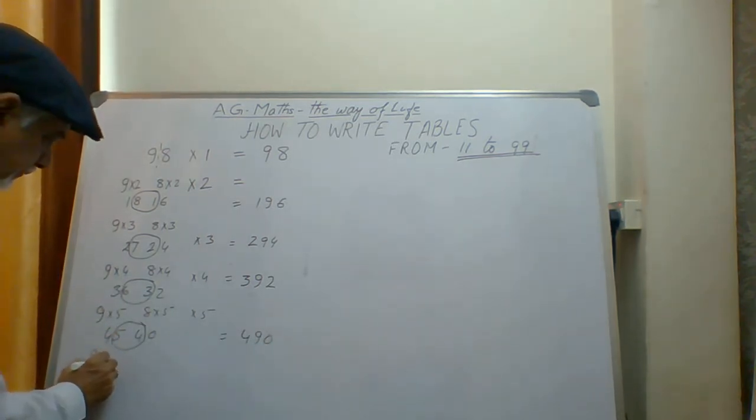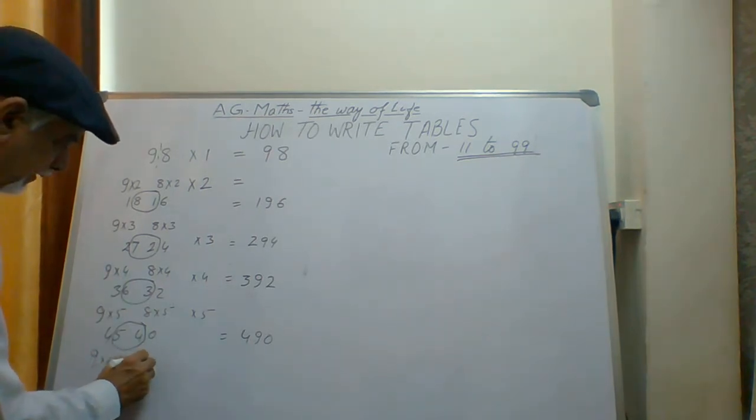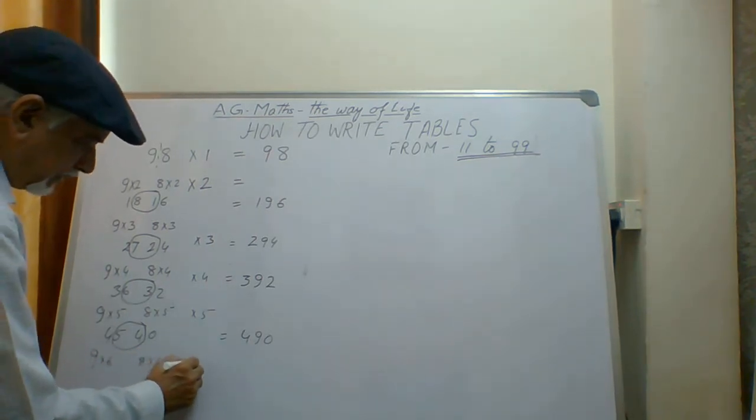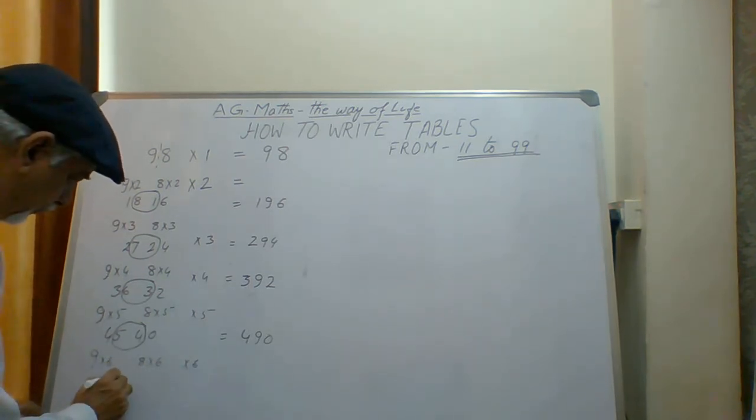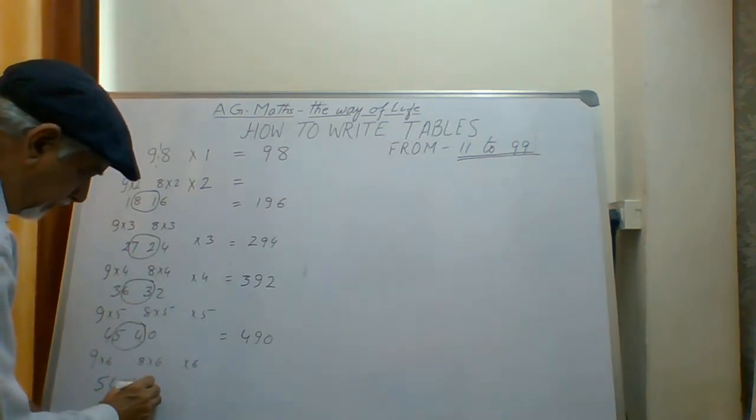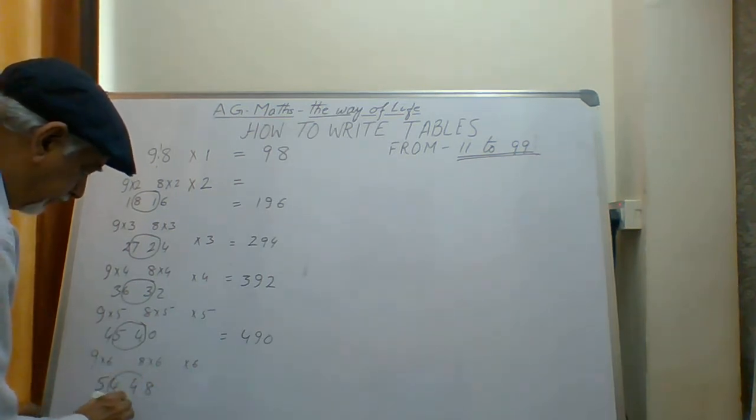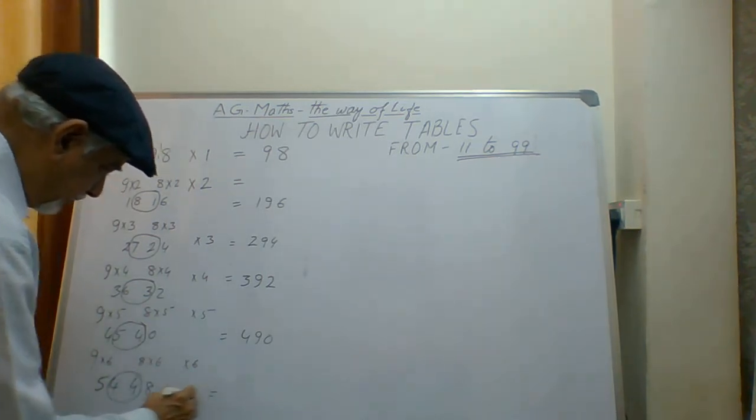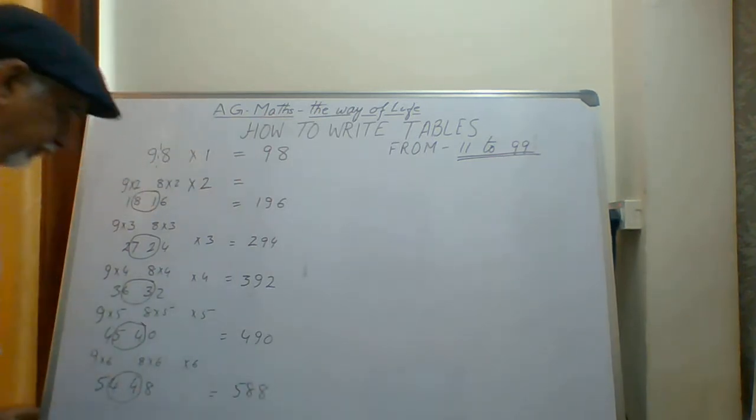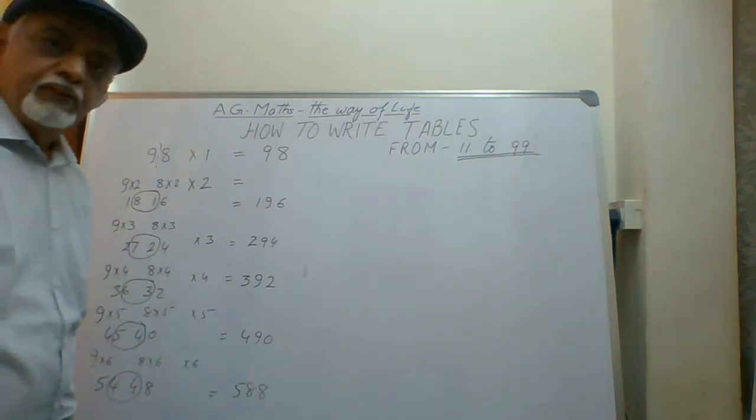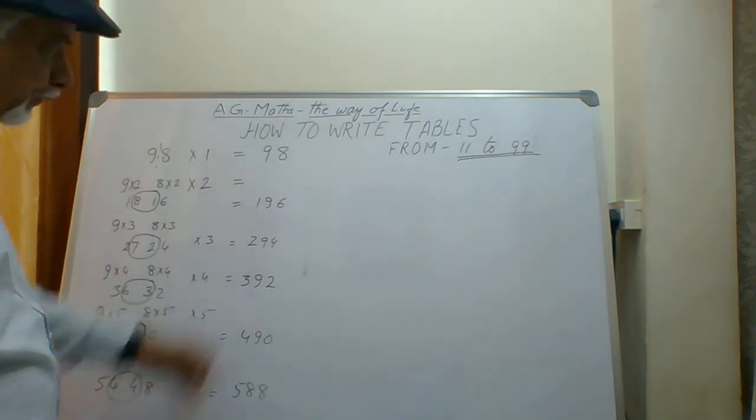Similarly for 9 into 6, 8 into 6, this is the sixth multiple. So you are getting 54, 48. Add up these two and you get the result as 5, 8 and 8. Is it clear? And keep on doing like this.